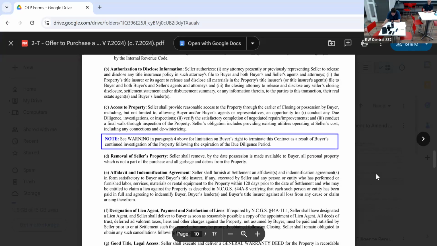Removal of the seller's property. Seller's going to get all of their crap that they don't want and nobody else wants off of the property. They can't assume that the buyer wants it, or say, well, I thought you might want that. No, nobody else wants your junk. Seller has to remove everything unless otherwise agreed upon. So of course, personal property that has been agreed upon to remain.